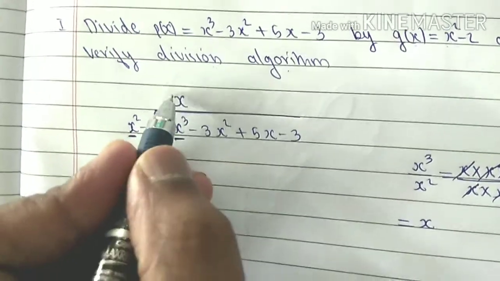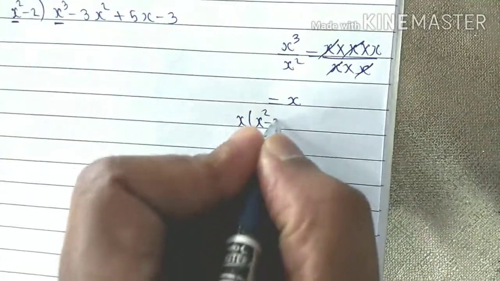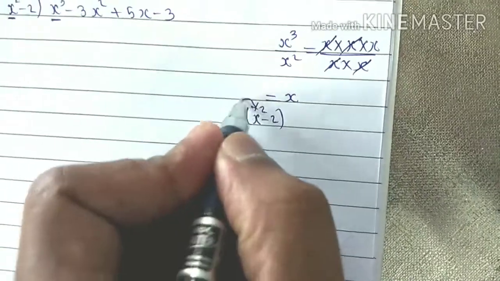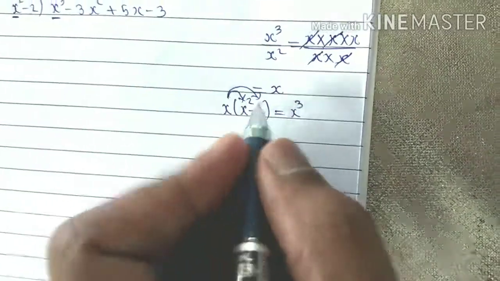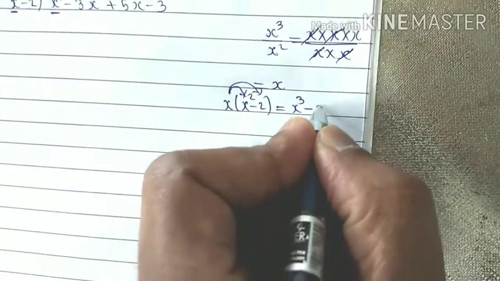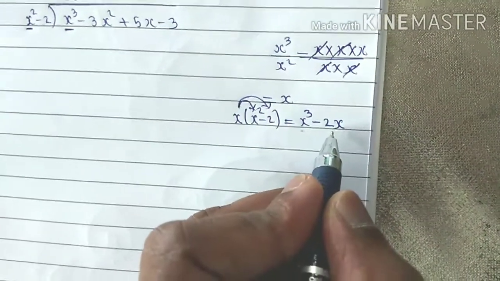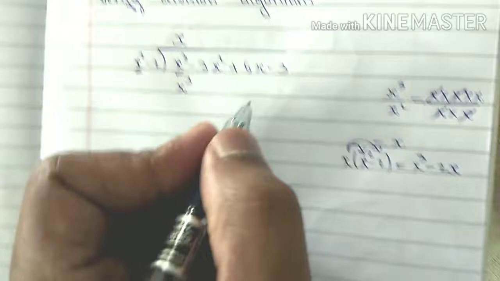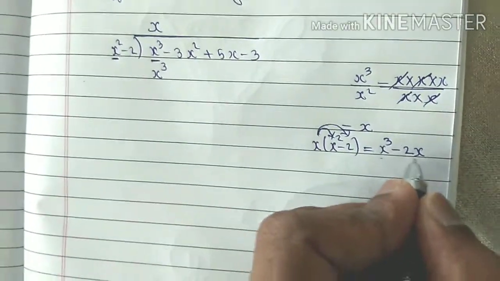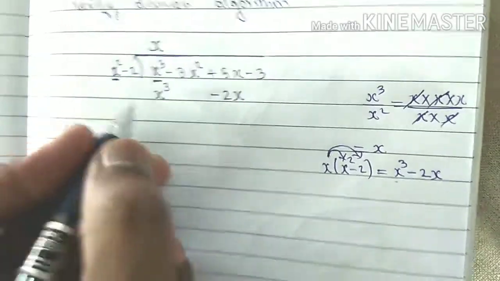So take this x and write it as your quotient. Now multiply this x with your divisor, x square minus 2. I am showing these arrows. X into x square will give me x cube, and x into minus 2 will be minus 2x. Now transfer this x cube minus 2x in such a way that the x cube will come under the x cube and the term with x will come under the term having variable x.